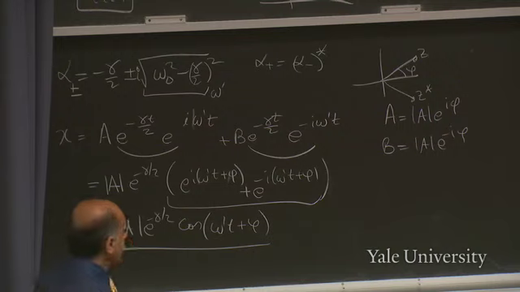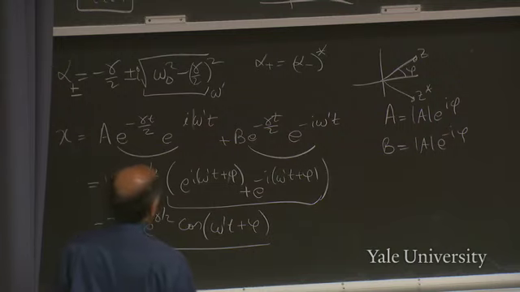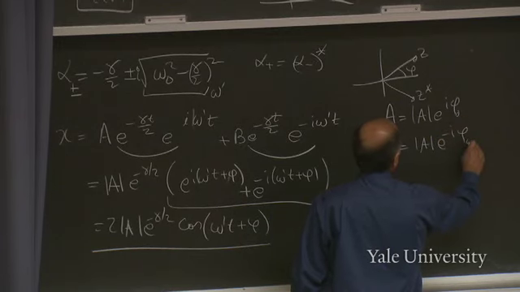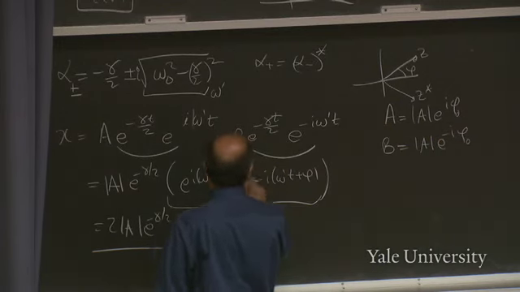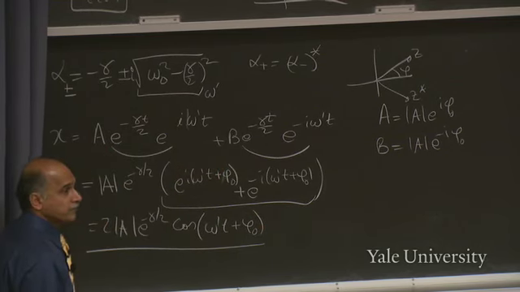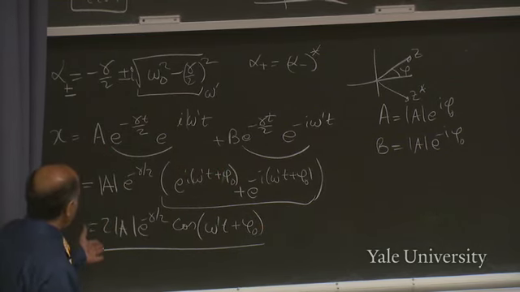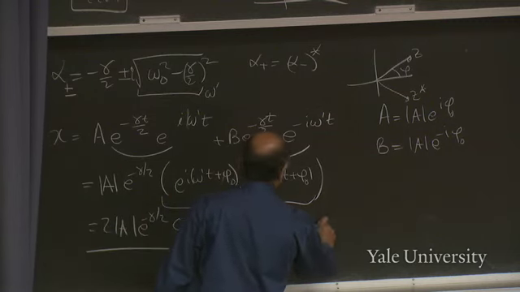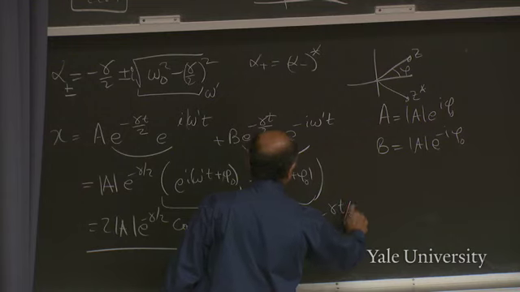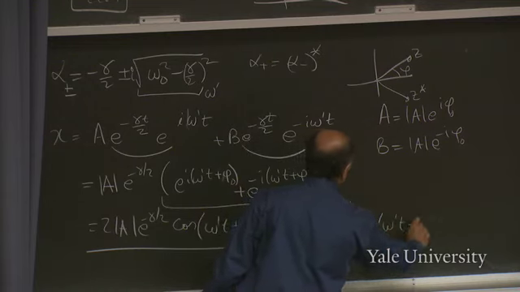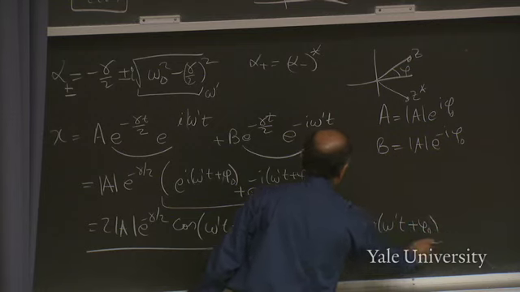At this point, I'm going to change my notation a little bit in view of what's to come. Instead of calling this phi, I'm going to call it phi 0, because another phi is going to come in, and I want to separate those two. So 2 times A is a new number. I'm going to call that C. And this is the bottom line. Answer looks like C e to the minus gamma t over 2 cosine omega prime t plus phi 0.